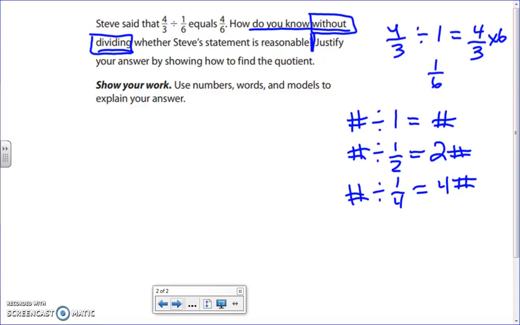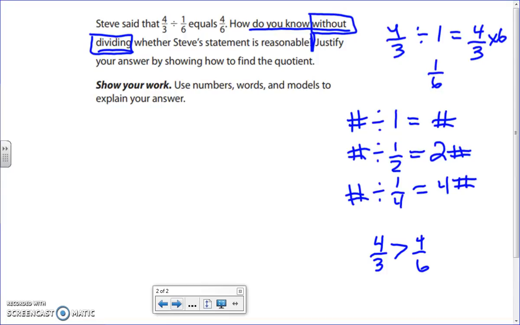It should be 6 times as big as 4/3, and it's already smaller than 4/3, being 4/6. 4/3 is actually greater than 4/6. So I know his answer is not reasonable because his answer should get 6 times as big, and 4/6 is actually smaller than 4/3. That's what I'm trying to get out. So I hope that made sense.